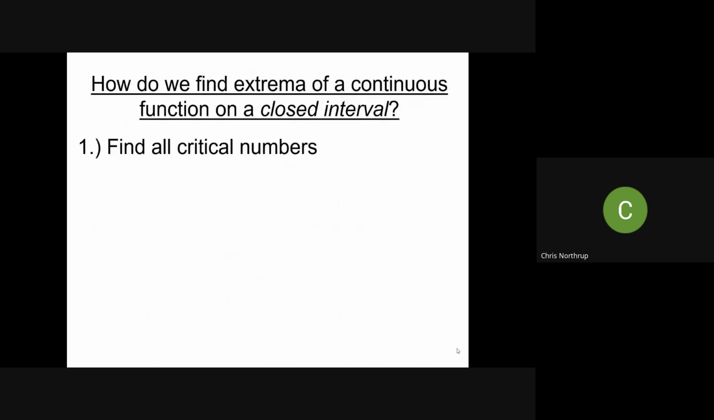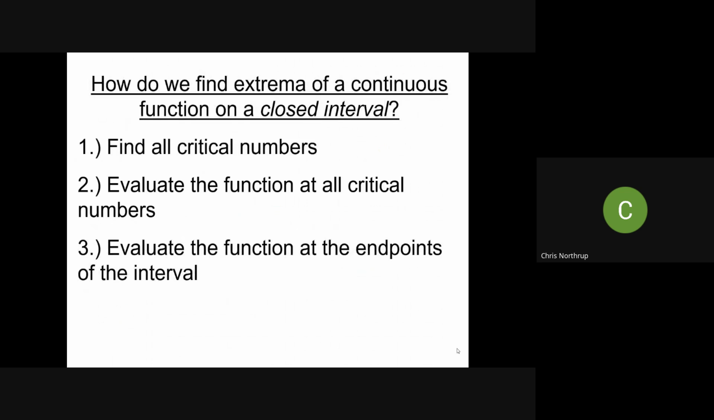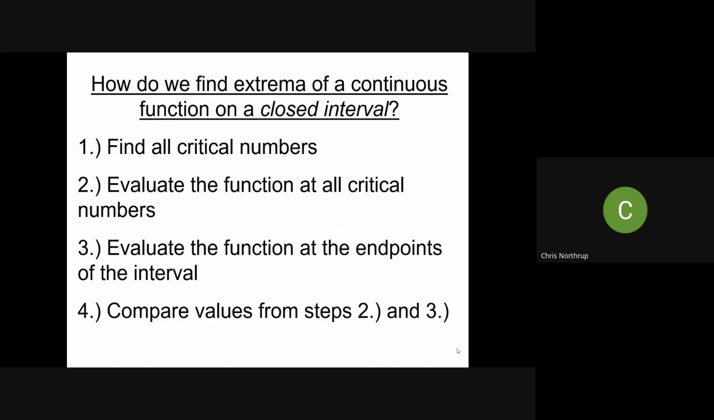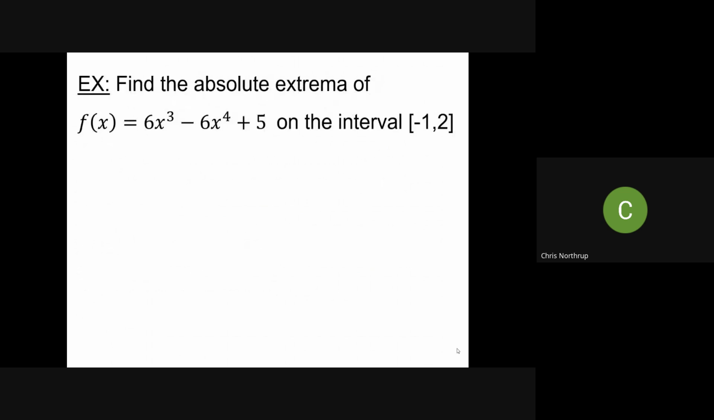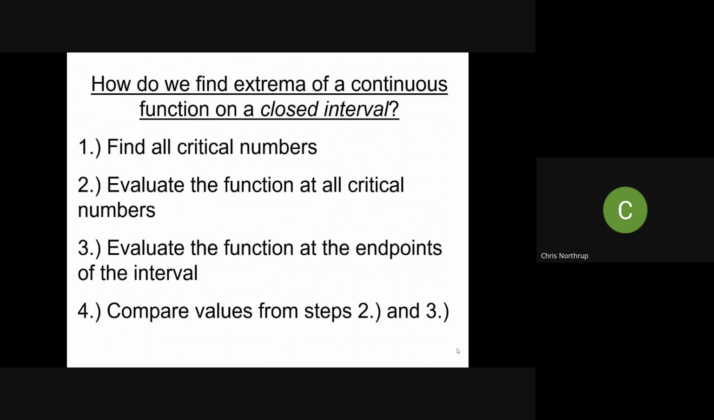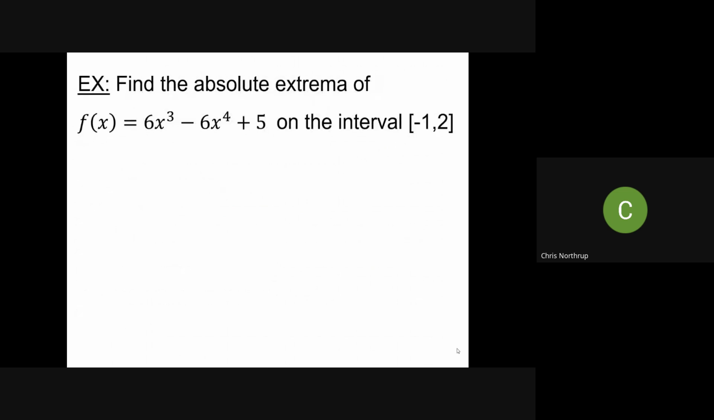Once you evaluate your function at critical numbers and the endpoints, you want to then just compare. See which numbers are the highest and which are the lowest. Those are going to be your extrema. As a quick example, take a look at this 4th degree polynomial on the closed interval -1 to 2. Follow this 4-step process and try to identify the absolute extrema. You can go ahead and pause the video, try this on your own. I'm going to go ahead and give the solution in 3, 2, 1.